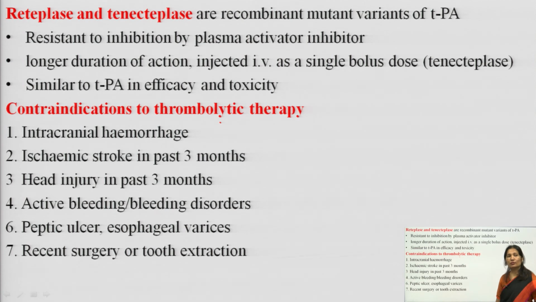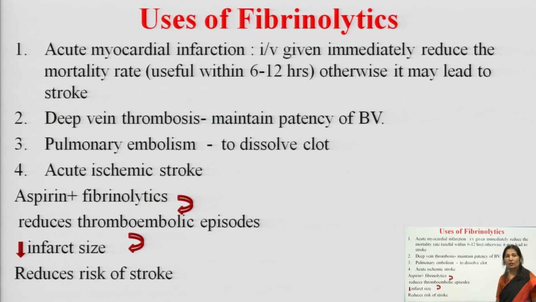Fibrinolytics are also known as thrombolytics. So, where do we use them? We use fibrinolytics in acute myocardial infarction. They are given immediately. They reduce the mortality rate if they are used within 6 to 12 hours of the attack. Otherwise, it may lead to stroke, that is brain hemorrhage. Then deep vein thrombosis, where it maintains the patency of blood vessel, pulmonary embolism to dissolve the clot, and acute ischemic stroke.